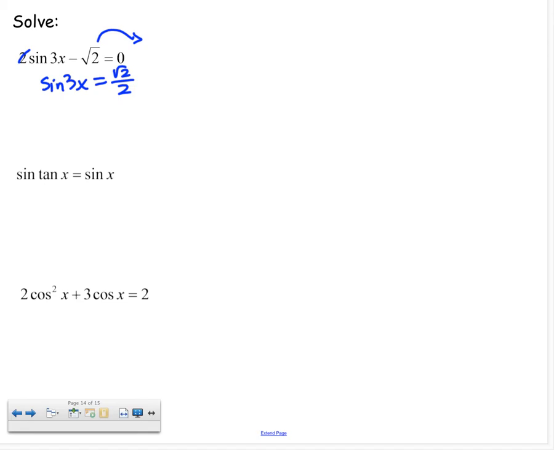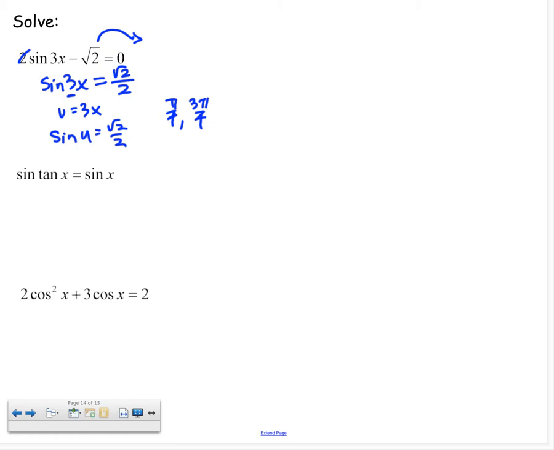Now what you might have done in pre-calculus class at this point is that this 3 is bothering me. So I'm going to say let u equal 3x. In that case, we have sine of u equals the square root of 2 over 2. Why do I like this better? Because I know where sine is equal to the square root of 2 over 2. It's equal to that at pi fourths, and then again at, let's see, 3 pi fourths. Those two places, sine is a positive square root of 2 over 2.